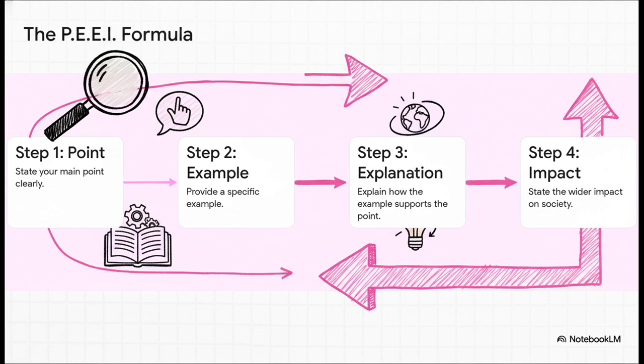The best part is, this formula is really easy to remember. It's just 4 steps. First, you make your point. Then, you back it up with a solid example. Next, you explain exactly how that example proves your point. And finally, and this is the part a lot of people miss, you talk about the bigger impact. Let's see how this works in a real question.